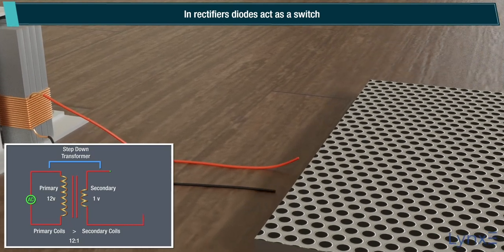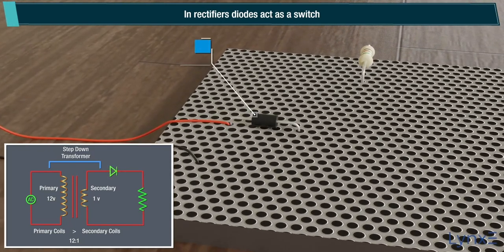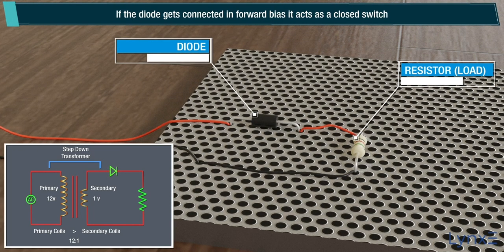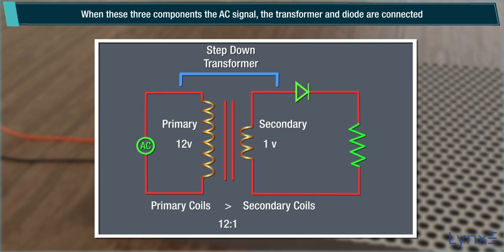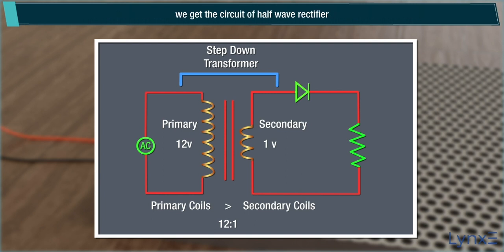In rectifiers, diodes act as a switch. If the diode is connected in forward bias, it acts as a closed switch, and if it is connected in reverse bias, it acts as an open switch. When these three components, the AC signal, the transformer and the diode, are connected, we get the circuit of a half-wave rectifier. The output is obtained across a resistor that acts as a load.